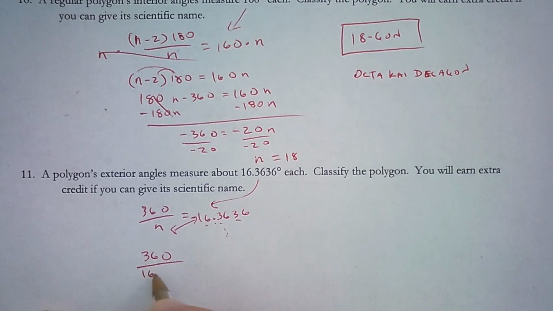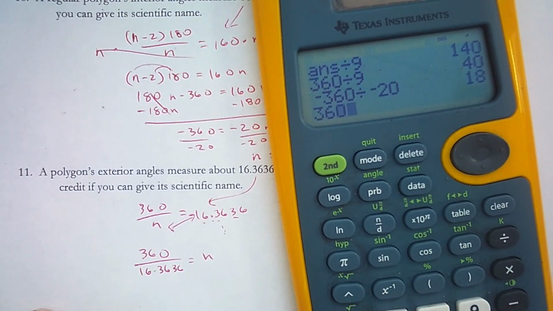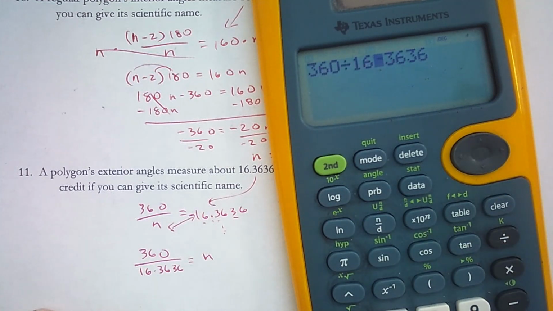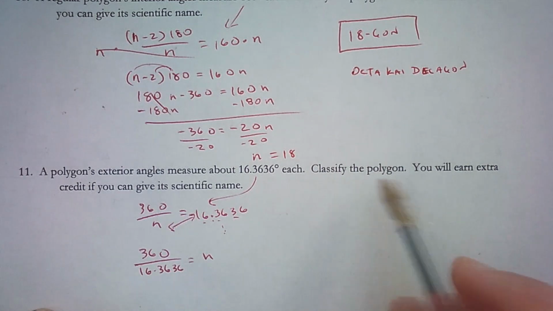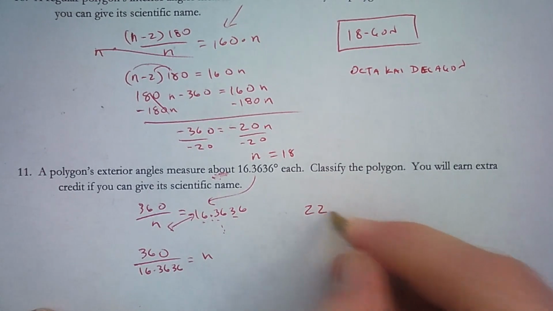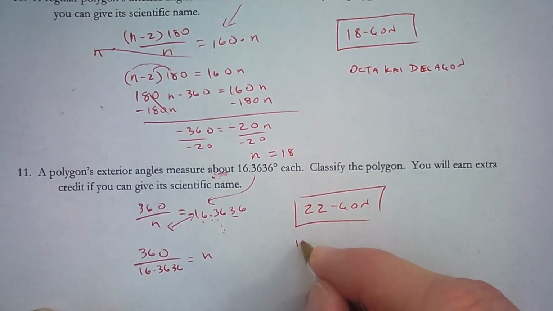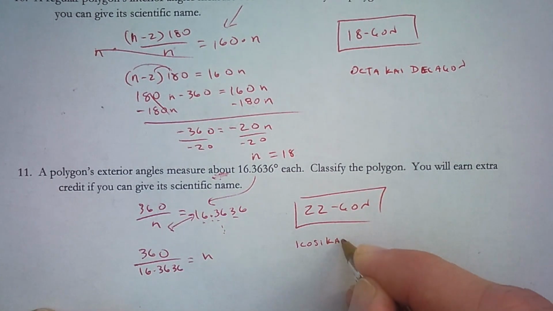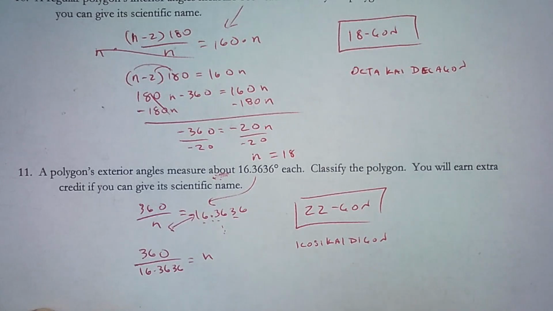So we get 360 over 16.3636 equals n. So 360 divided by 16.3636, and let's try that again. That should be a decimal there. 22.0000. Okay, so this is a 22gon. Okay, so this was an approximate angle measure, and the sides can't really be a decimal. So this is a 22gon. There's the non-scientific name. This is an icosahedron, 20 and 2gon.